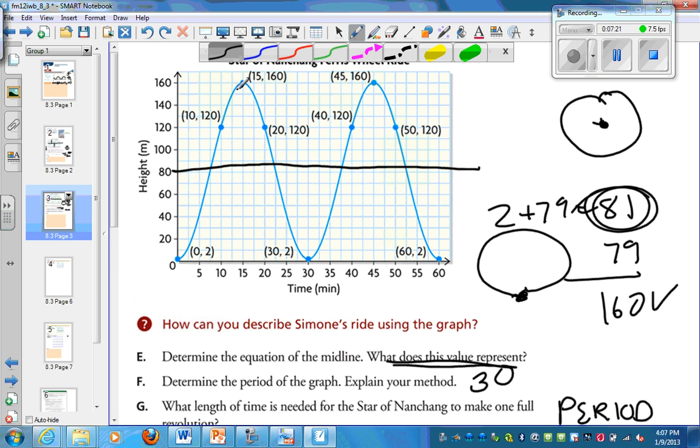How long does it take to get from the top to the bottom? Well, that's going to be half of that. That's going to be 15 minutes. According to this graph, you go around the Ferris wheel twice, or that's how long Simone did. Okay.